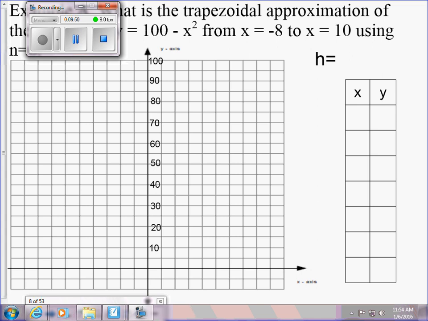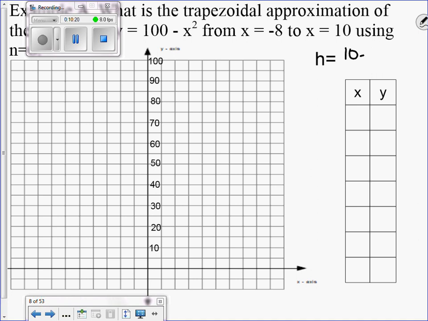Just like with the rectangles, the first thing you're going to have to do is figure out the width. So for the trapezoids, what are you going to have to figure out first? Yes, we call it the height, but same thing. Can you figure out, if we're going from -8 to 10 and we want to fit 6 trapezoids in there, what the height of each one's going to be? Well, that was fast, right? Because you take b minus a over n, and 18 over 6 is 3.